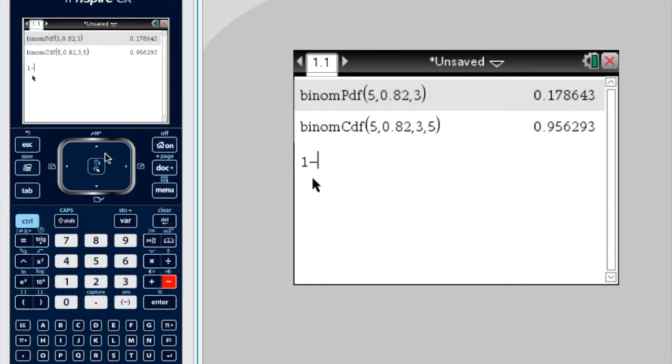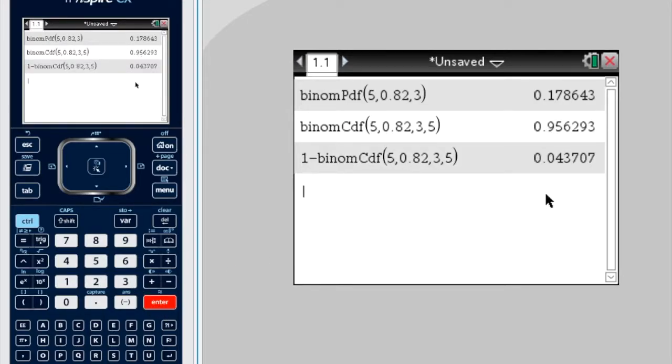Okay, and now I'm going to press up to access the previous function and press enter. So I'm just doing 1 minus my previous thing. I could have also just pressed enter on the value as well. And then pressing enter again, I get my new probability. So the probability that she wins less than 3 games is 0.043707.